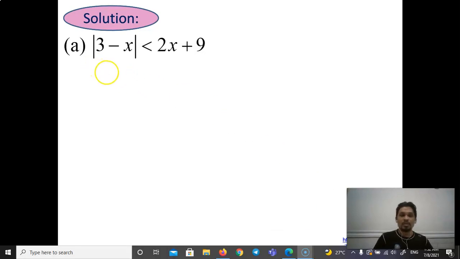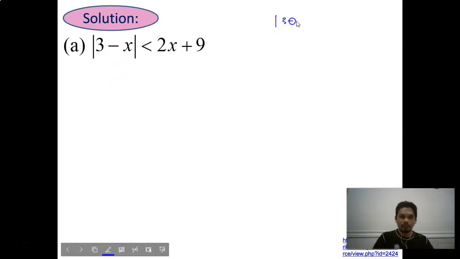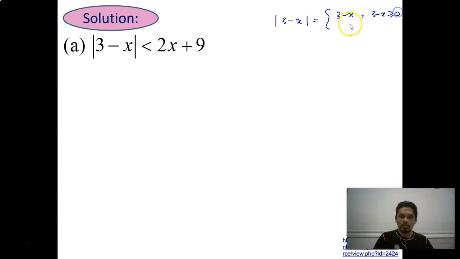Okay, what about this one here now? It is modulus of 3 minus x. Okay, it's either 3 minus x, for 3 minus x greater than or equal to 0, and negative (3 minus x) for 3 minus x which is less than 0. Okay, for the first one here, 3 minus x.